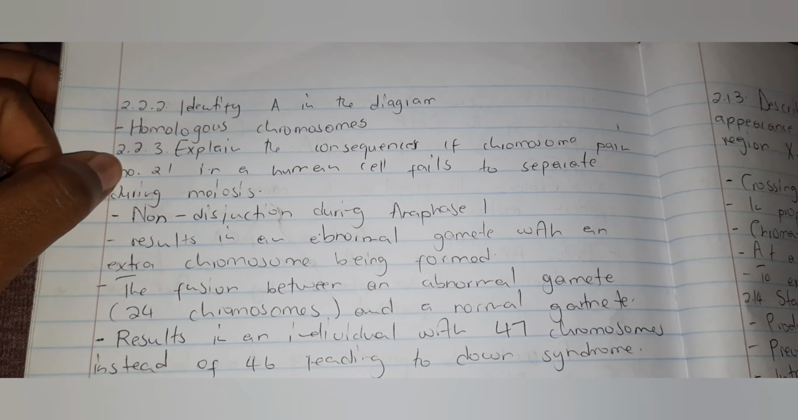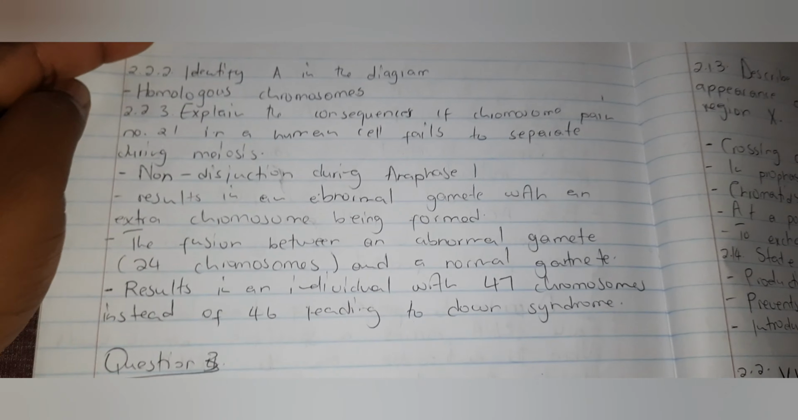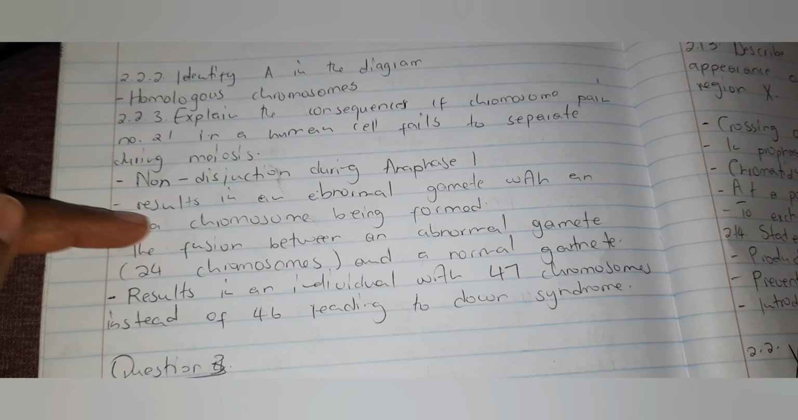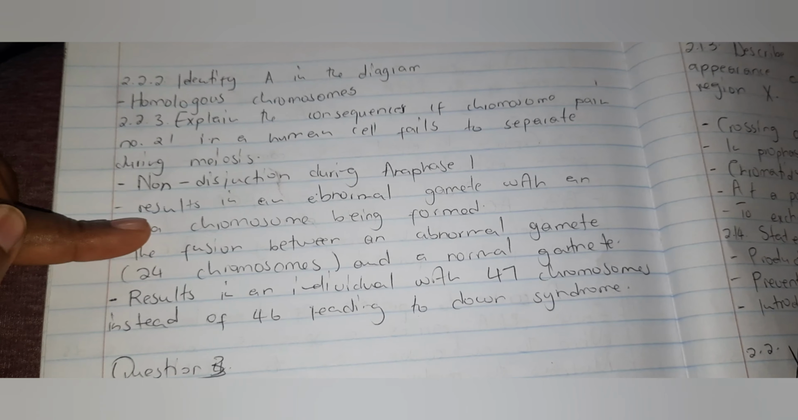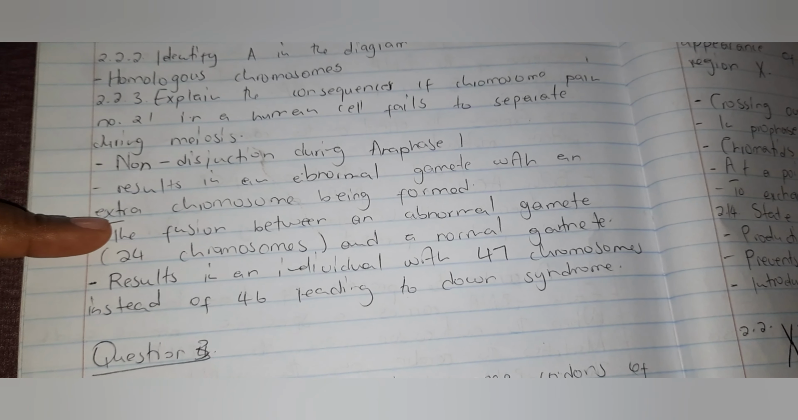2.2.3 explain the consequences if chromosome pair number 21 in a human cell fails to separate during meiosis. So what happens if it fails to separate? It's non-disjunction during anaphase 1, which results in an abnormal gamete with an extra chromosome being formed.